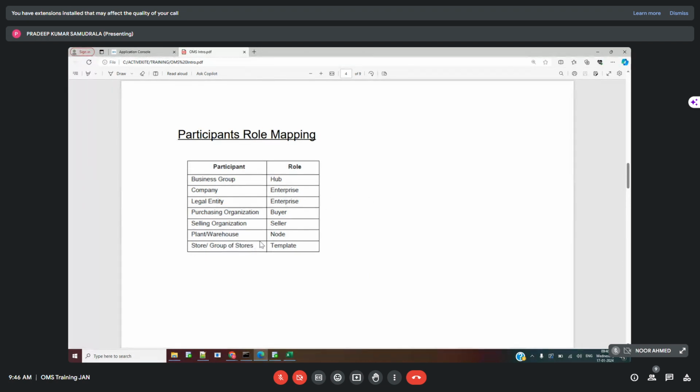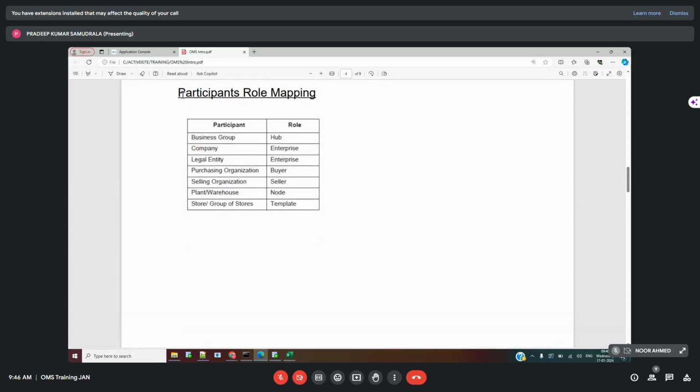And there is one more concept called a template. So a group of stores, or retail stores, we call it a template. So any doubts on this? Basically, these are the different participants, and I would also show you tomorrow how exactly the participants can be configured in Sterling.